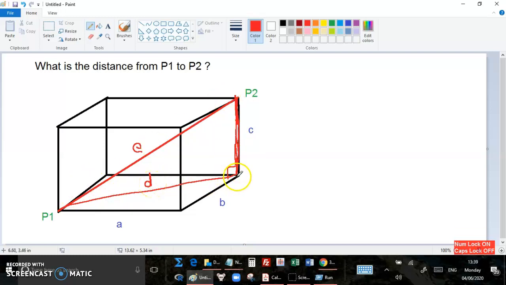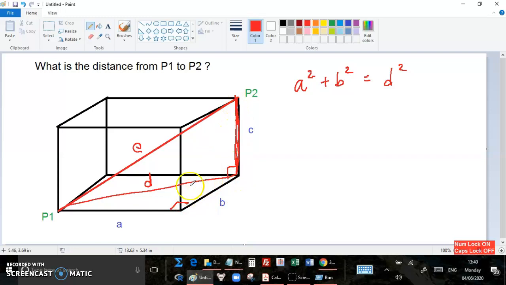But we also know, if we look at this bottom rectangle, we have another 90-degree angle right there. And so we have another right triangle right here. And by Pythagorean theorem, we know a squared plus b squared equals d squared. All right, let's write that down for reference. So a squared plus b squared equals d squared, the diagonal along the floor, so to speak, of this rectangular prism.